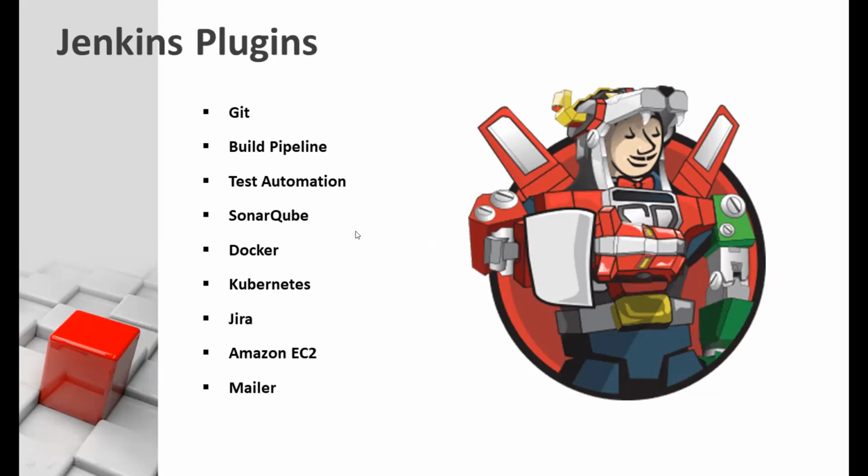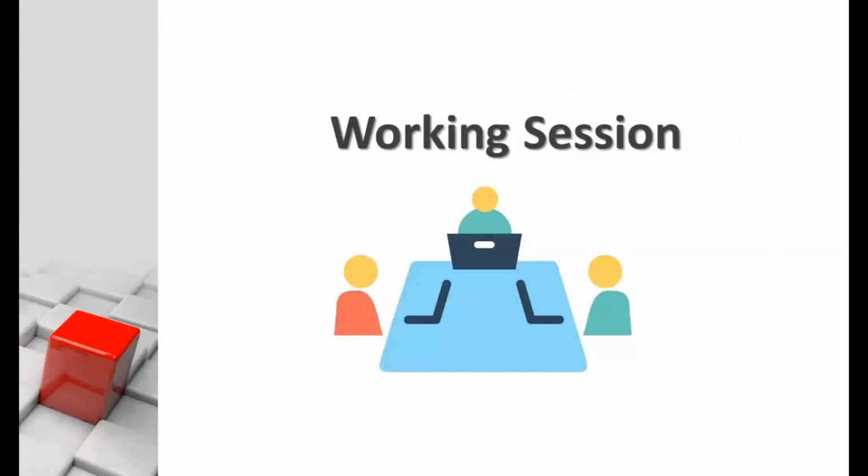There are so many plugins you can find if you search in Google, such as PMD and FindBugs. Those can be integrated in Jenkins, and also Docker. You can create images using this plugin, and you can integrate with Kubernetes, Jira, AWS EC2, and Mailer. There are so many plugins. These are the popular plugins you can find in Jenkins.